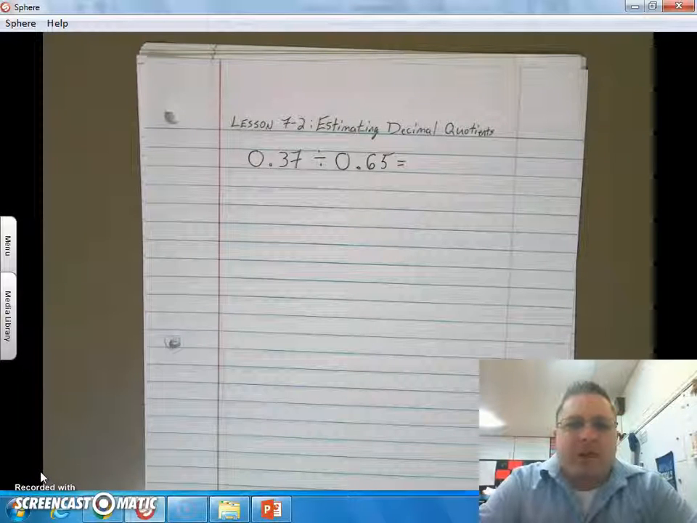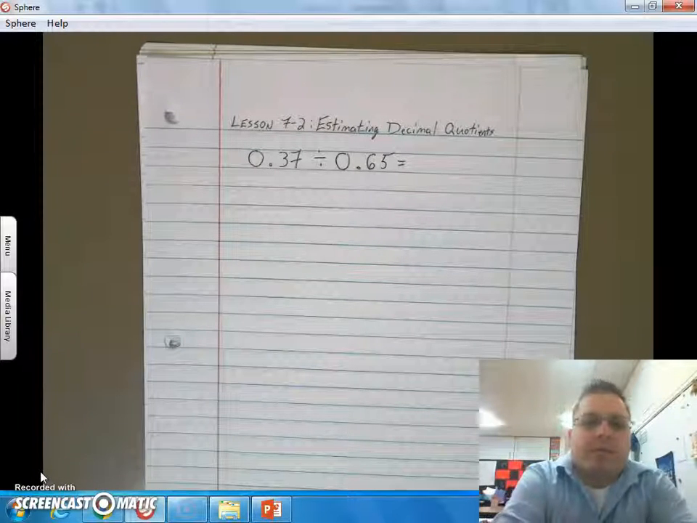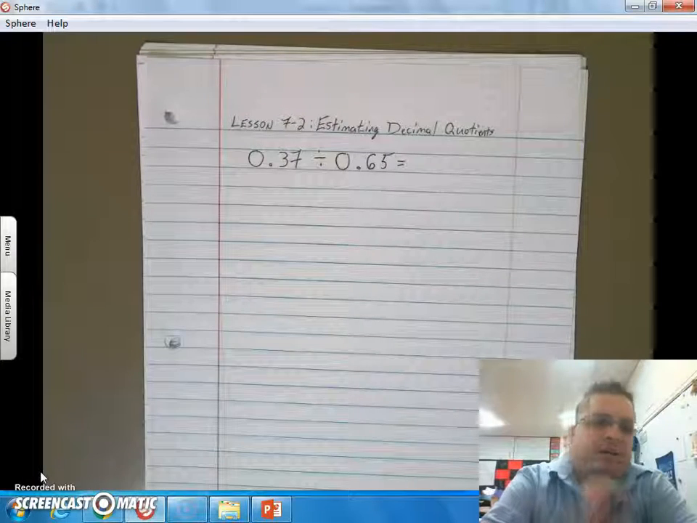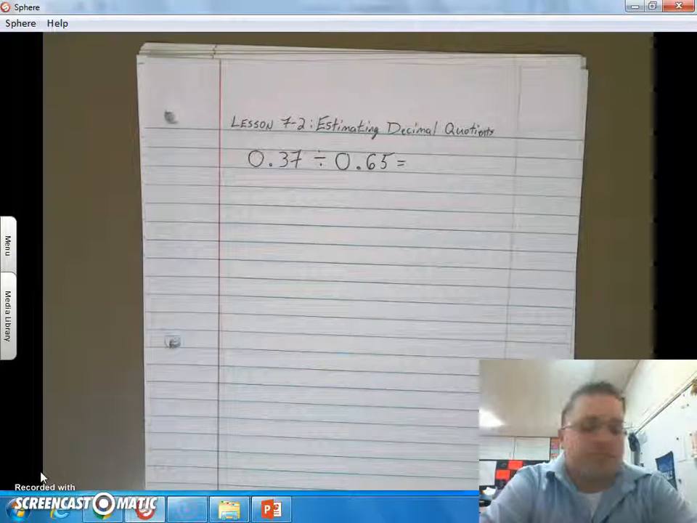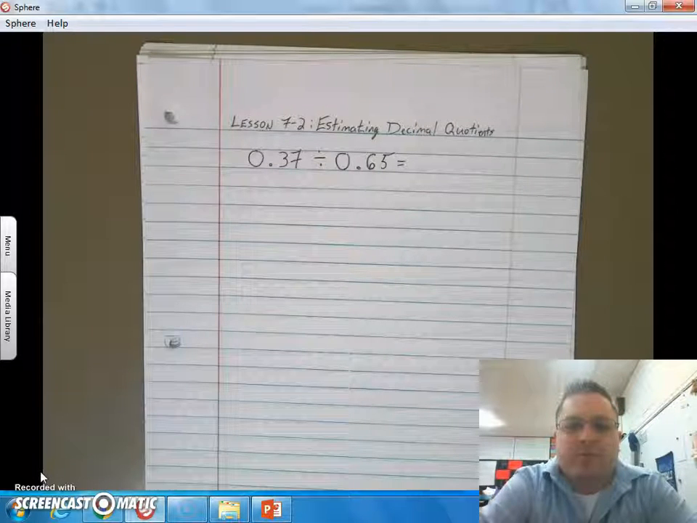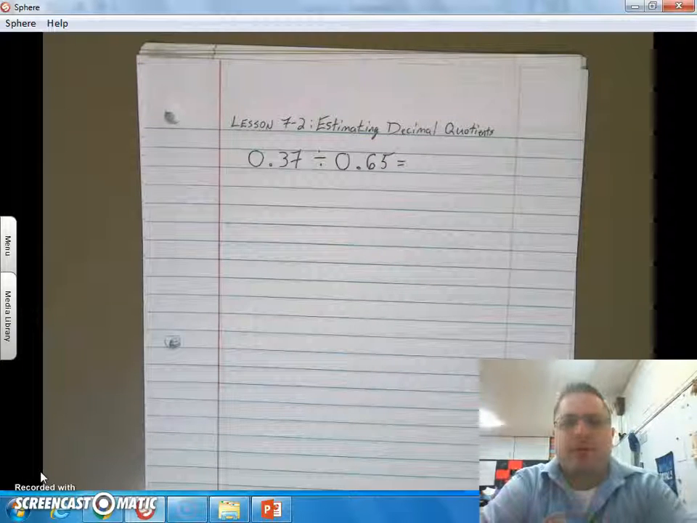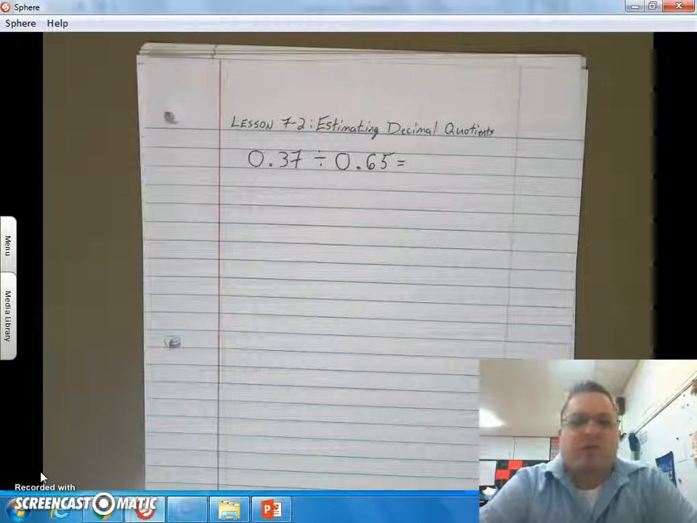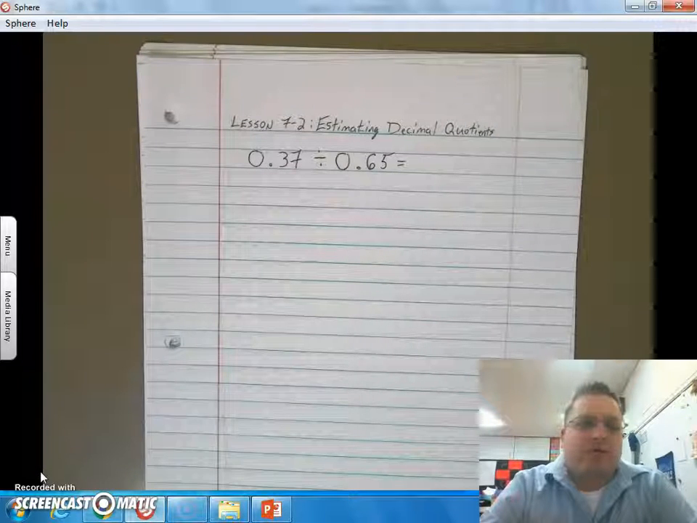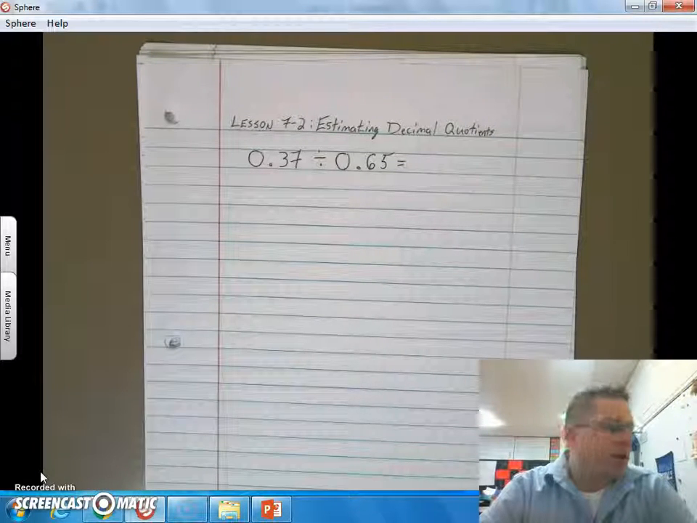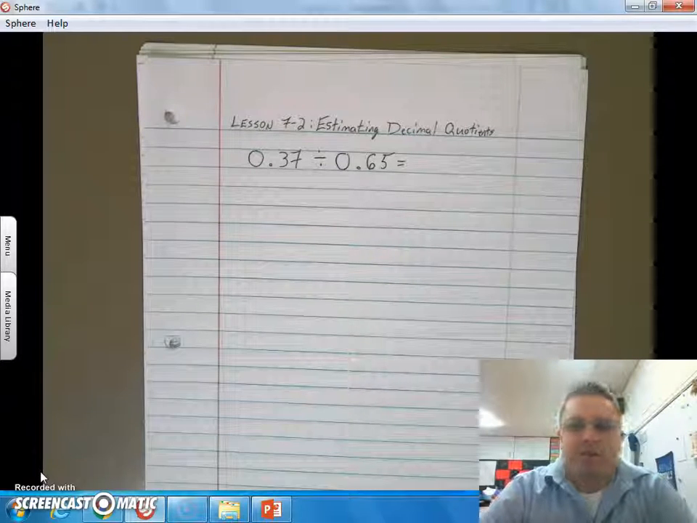Hi boys and girls. Today we're going to review how we estimate decimal quotients as seen in lesson 7-2. So I have a decimal equation up and it's 0.37 divided by 0.65. First thing I'm going to do is write down our 4 steps. We created 4 steps just to remember. If you follow them, you should make your division pretty simple.